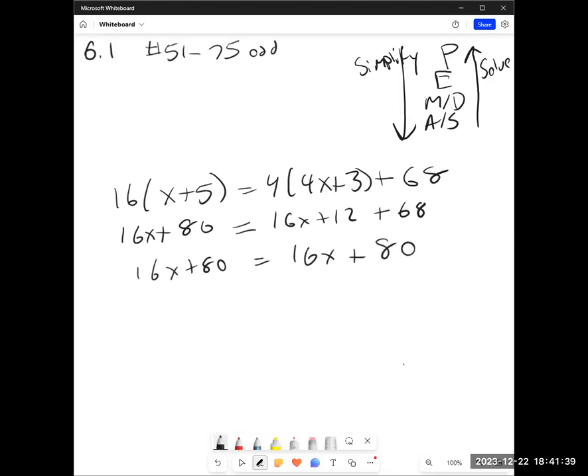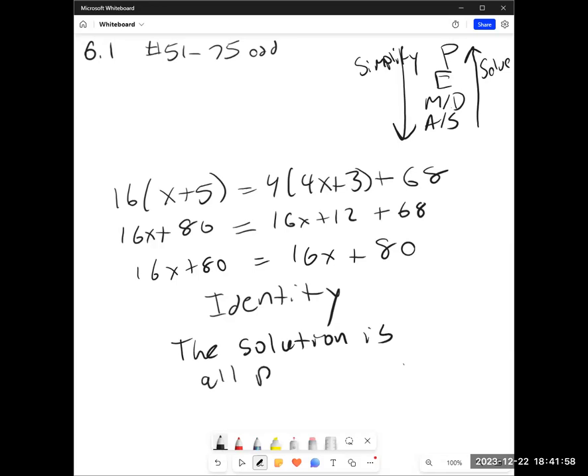So this is an identity because they're identically equal. So the solution is all real numbers.